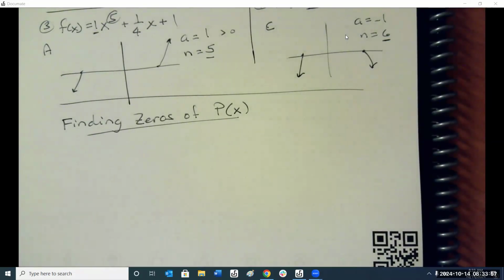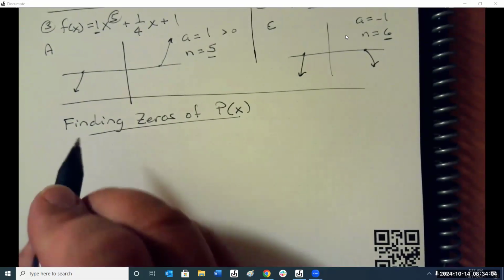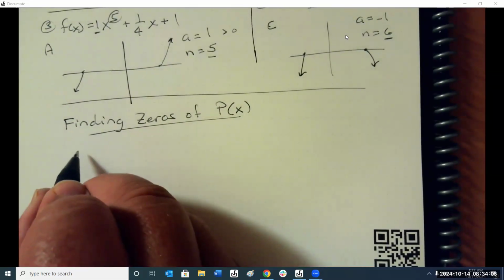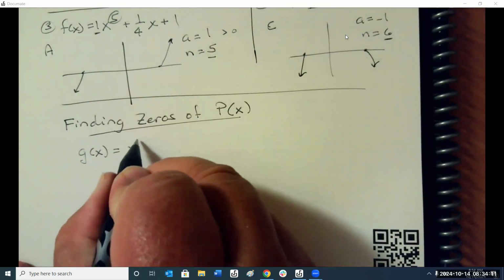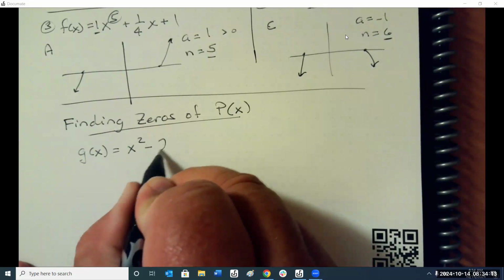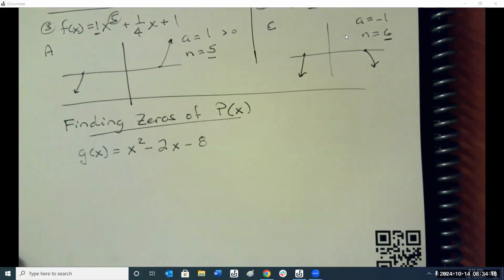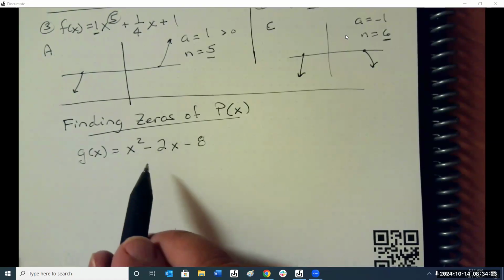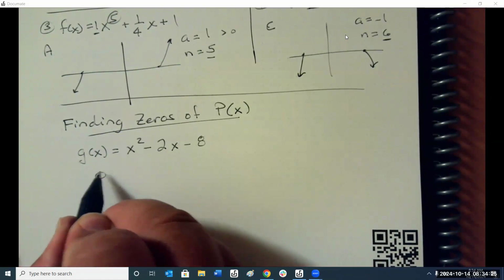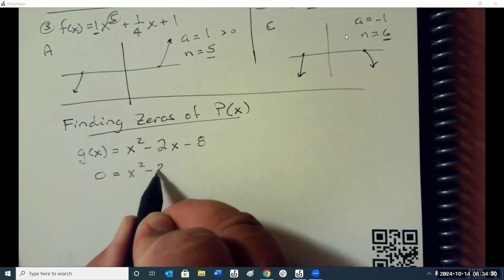Zeros, solutions, intercepts, they're all the same thing. So the example they're giving us in this first one is pretty straightforward. And to find zeros, because it's a polynomial, it has to be set equal to 0 on one side, and everything else has to go to the other side.